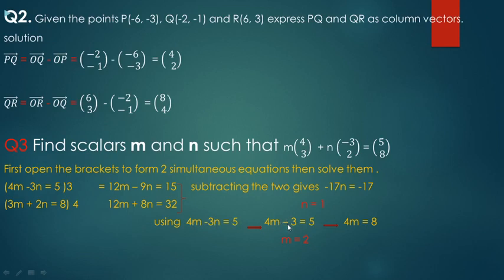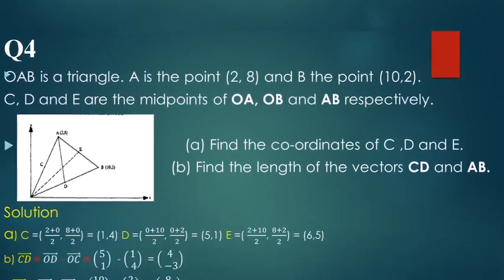Like terms together. This goes to the other side. It is 4m equals, because it becomes addition, 5 plus 3, which is 8. 4m equals 8. You divide by 4, so m equals 2. So the scalars are n equals 1 and m equals 2. You've answered the question as required.